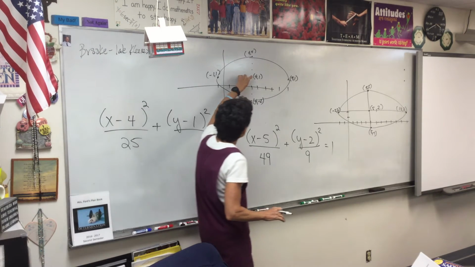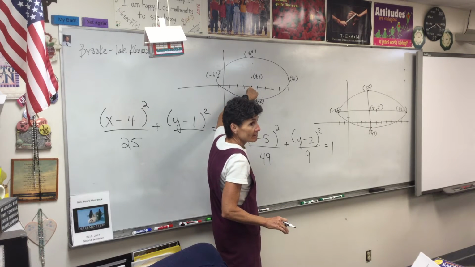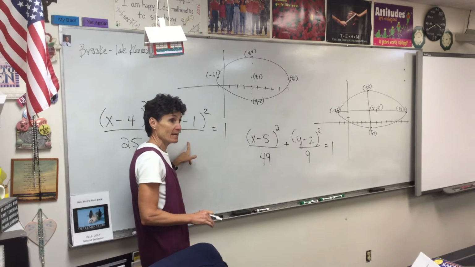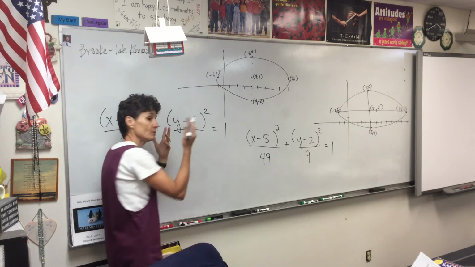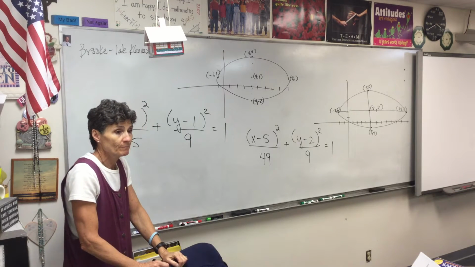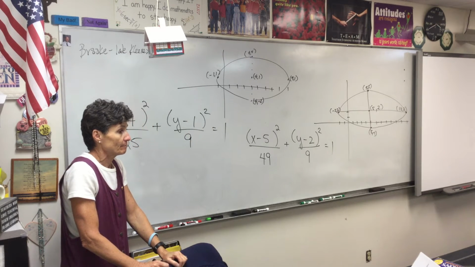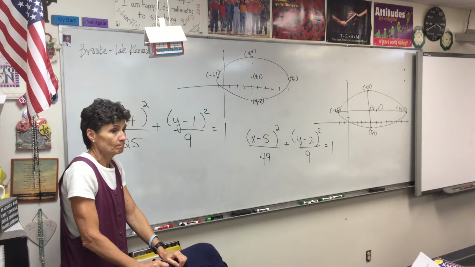Now, how far up and down am I going, Mazzy? Which means that number has to be a 9. There you go. You're done. That's your equation. It's that easy.